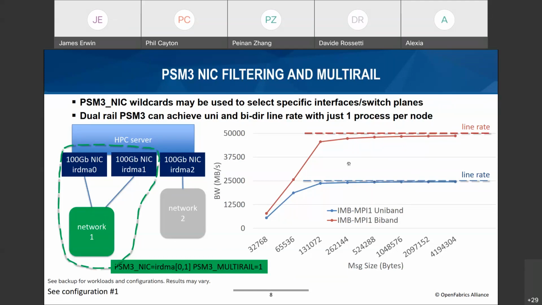On the right, I'm showing example performance measured in this configuration on some Xeon 8360Y Ice Lake servers using Intel Ethernet NICs. And we're running a uniband and biband benchmark. So this is the Intel MPI Benchmarks, unidirectional streaming and bidirectional streaming benchmark using these two NICs. This is a benchmark that just uses one process per node. And you can see this multi-rail capability allows us to achieve line rate for both of the NICs in both unidirectional and bidirectional message patterns.